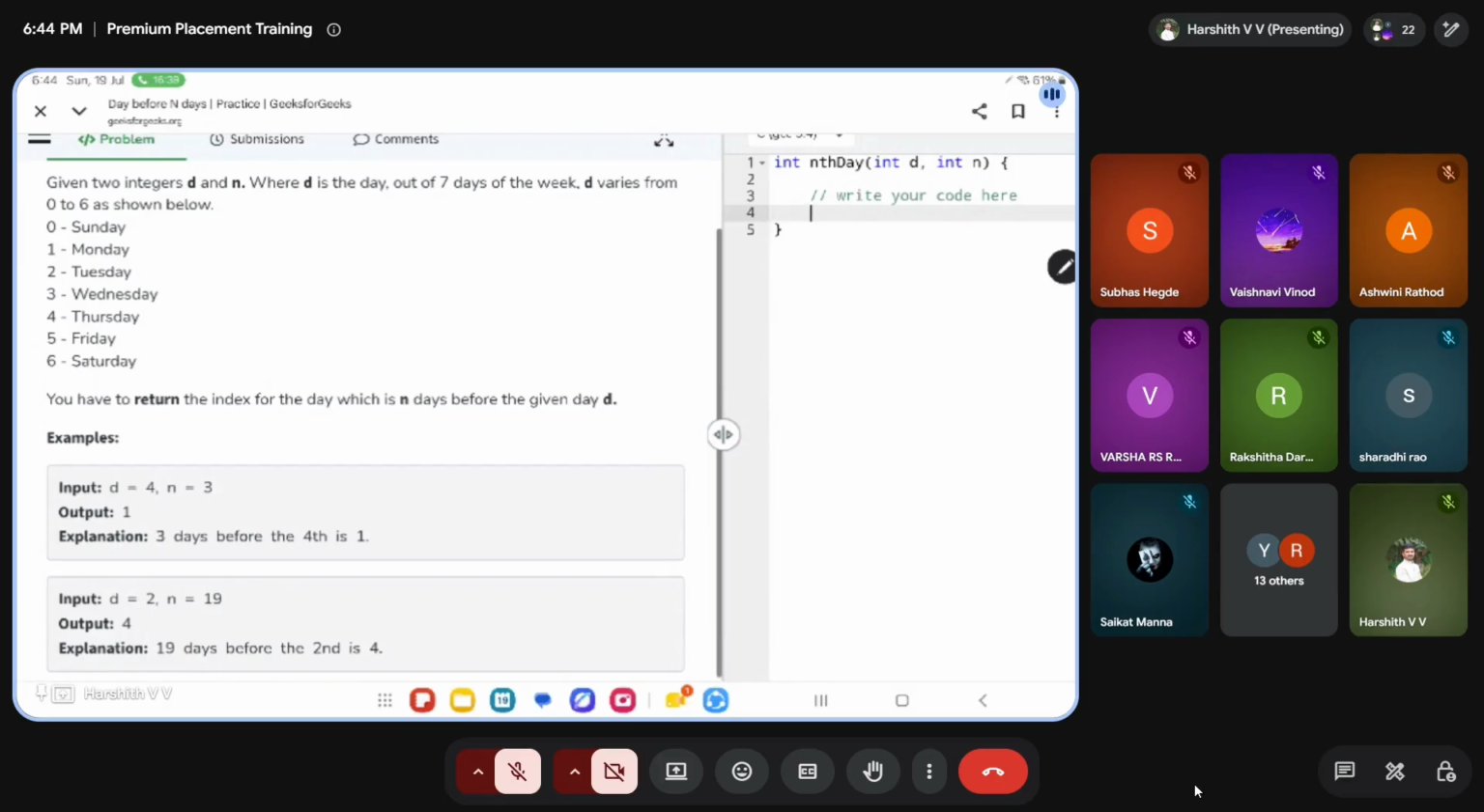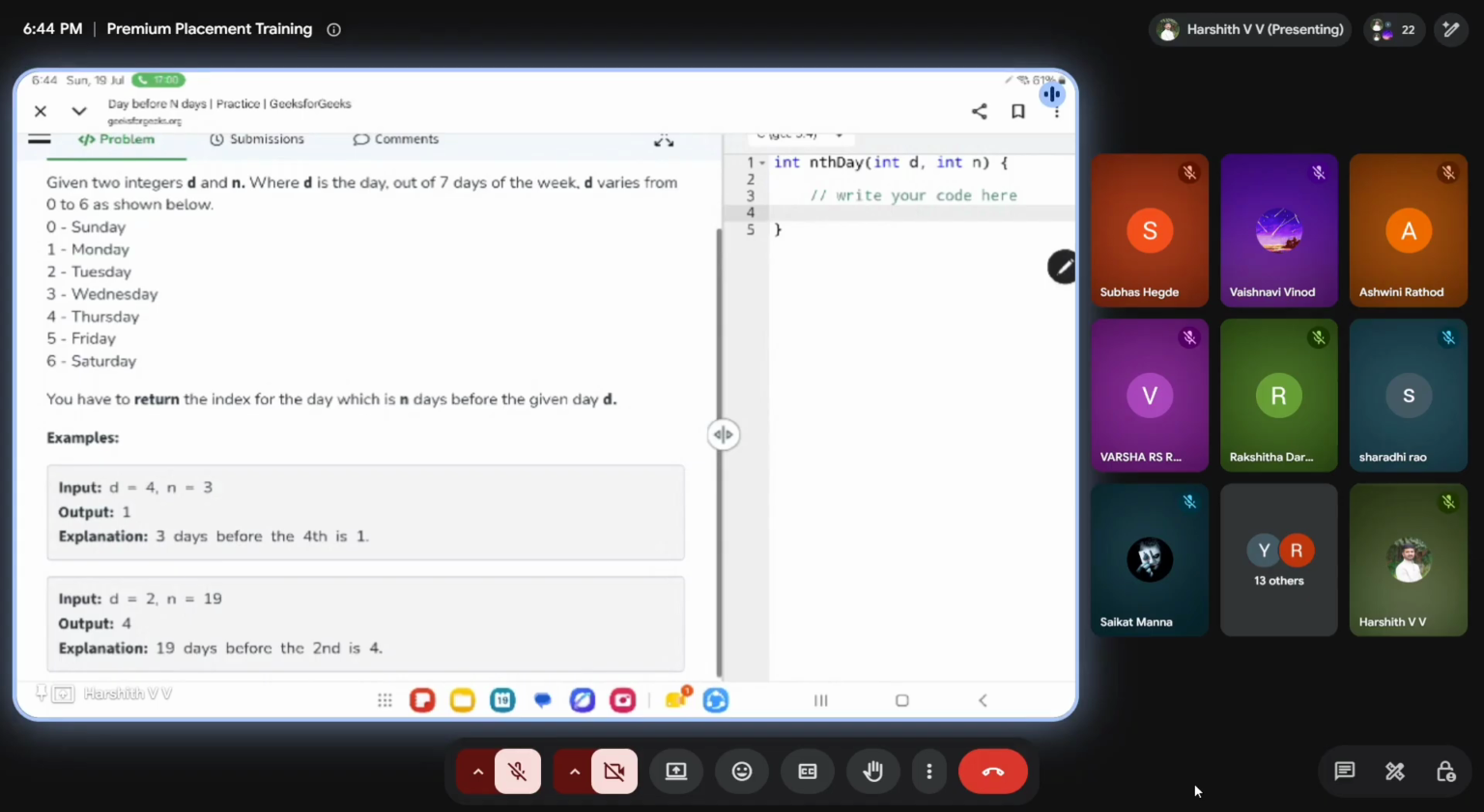Okay. We cannot understand from the statements easily. Even in the placement exam, from the statements we cannot understand. You will understand only half part using the statement. Now go to the examples. They have given d is equal to 4 and n is equal to 3. D is equal to 4, which means which day? Thursday. N is equal to 3, which means 3 days before Thursday.